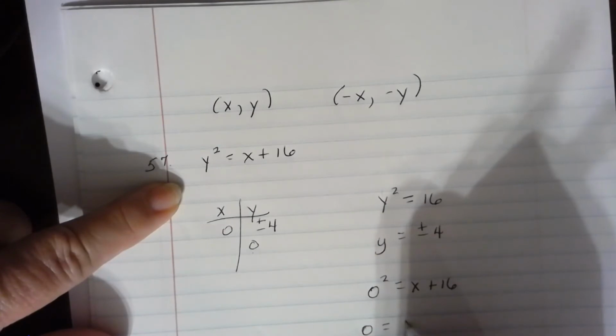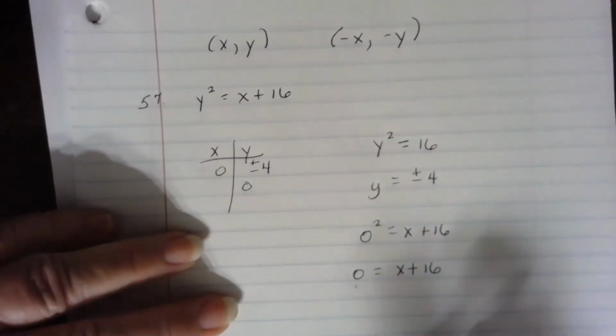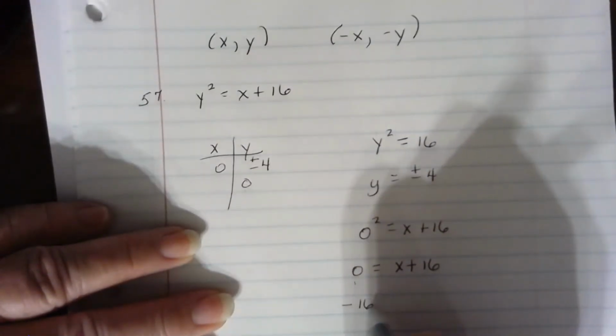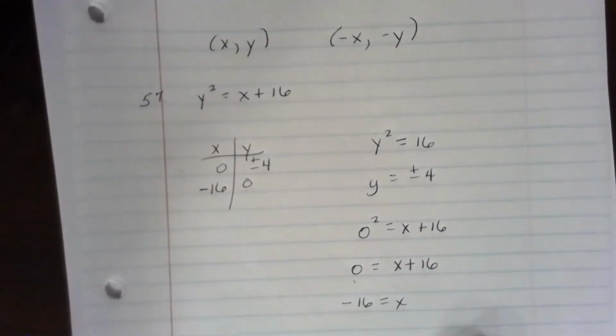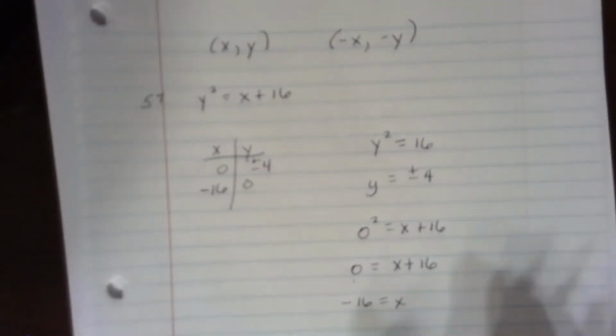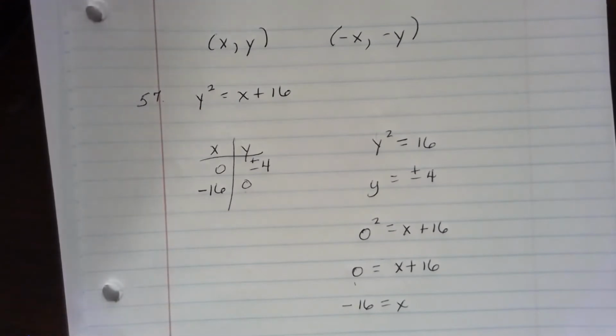Zero squared is still 0. Then I'm going to subtract the 16 to solve for x, and that gives me that point. Now, if you look in the book, it tells you to test for symmetry, to replace y with negative y and replace x with negative x.